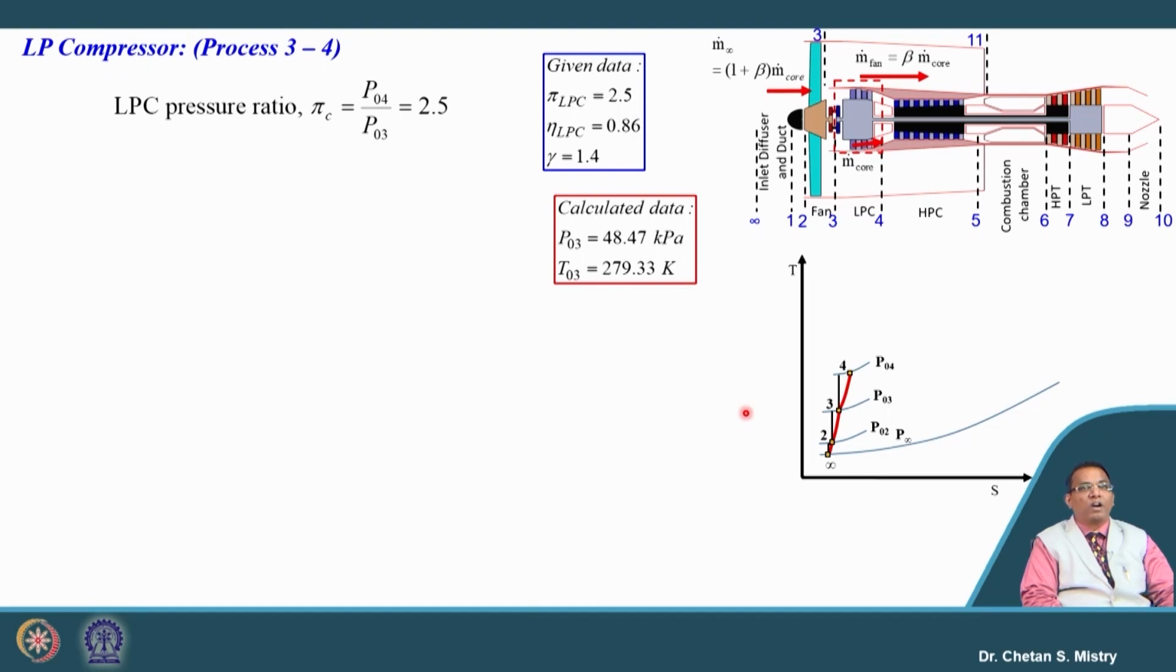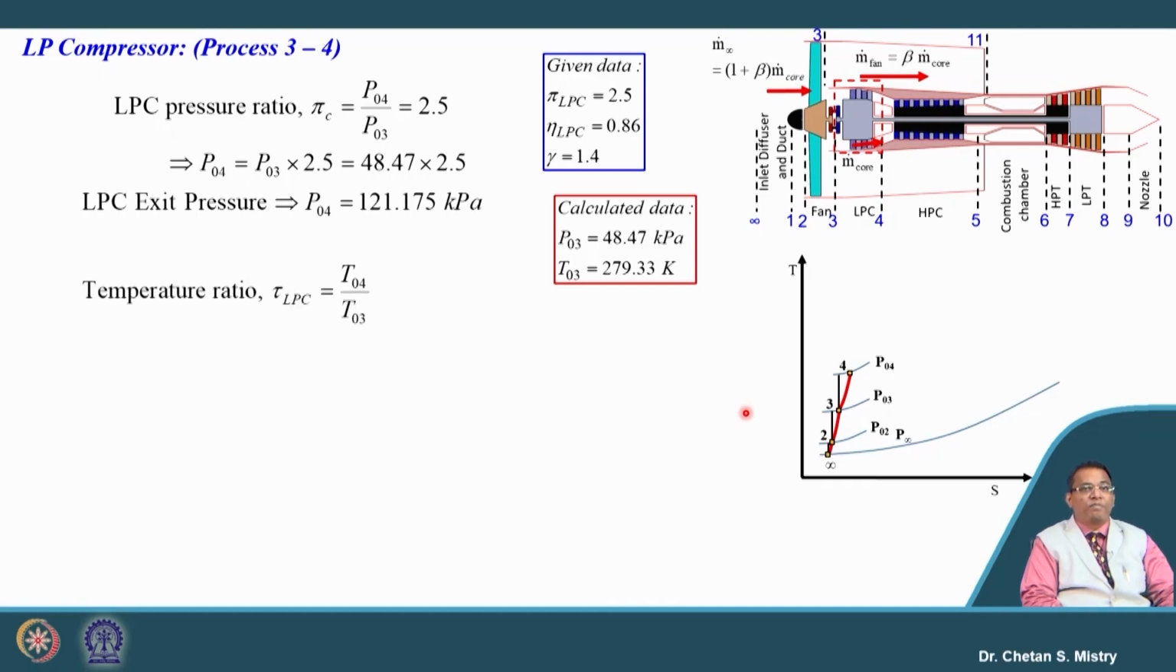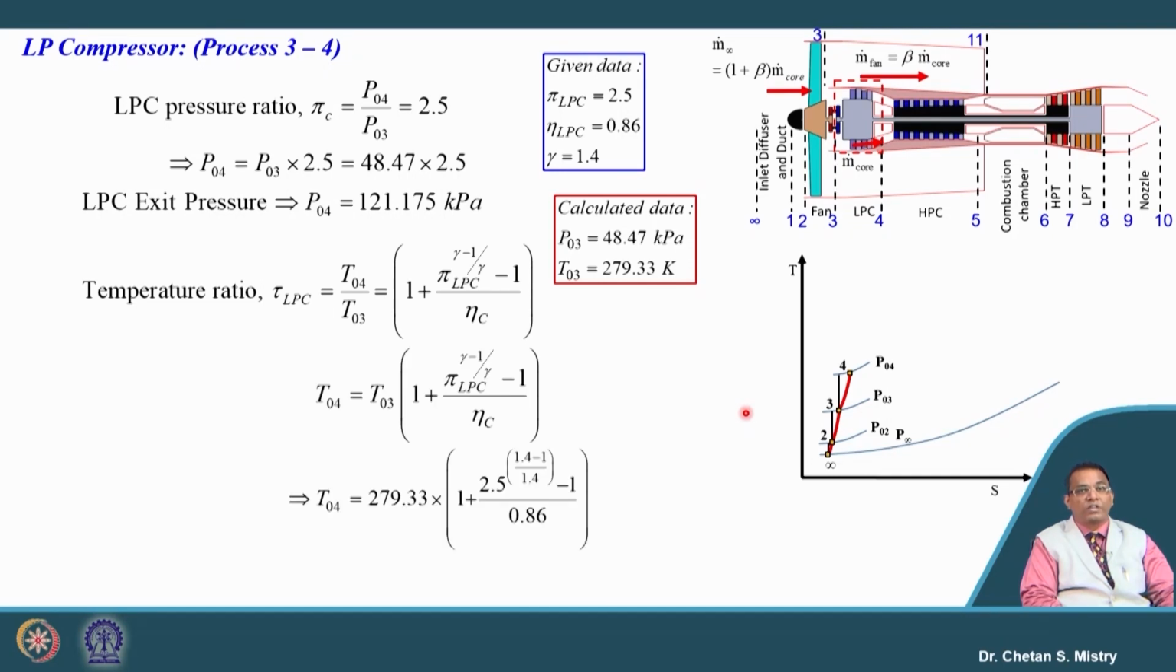Now, we have our component, the LP compressor. For this LP compressor, pressure ratio is 2.5, efficiency is given as 86%. So, the pressure at the exit, we can say, is 121.175 kilopascal. Similarly, for this LP compressor, based on temperature ratio, we can calculate the exit temperature. We have our compression ratio 2.5, efficiency 86%. Based on that, my exit temperature is coming to 376.53 Kelvin.